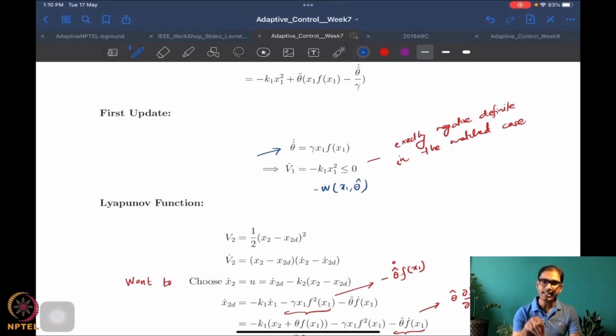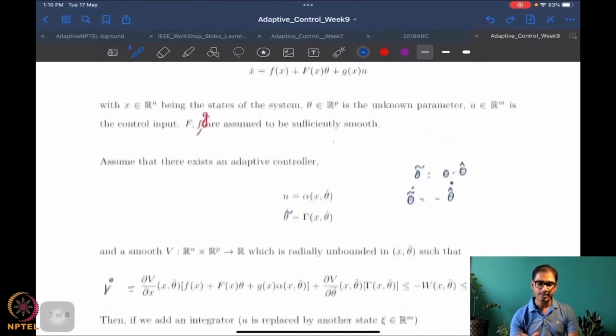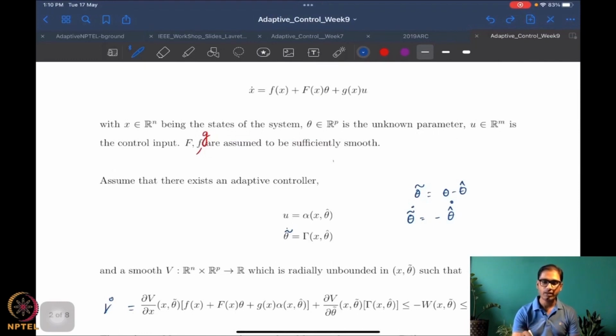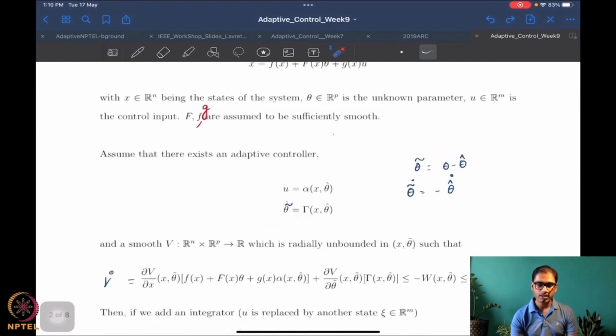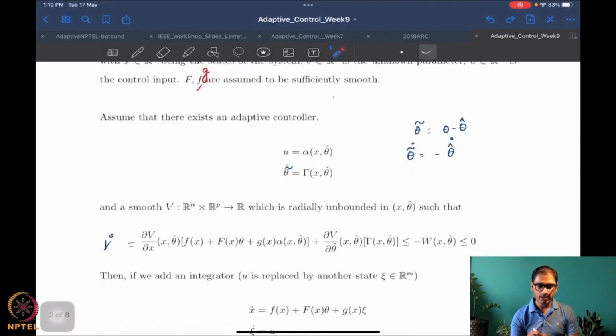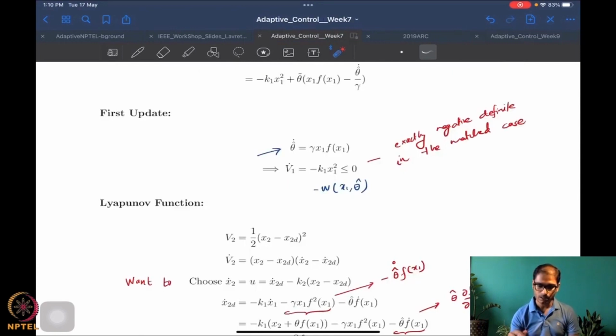So we exactly have the same setup already available for the scalar state, scalar control case. So we are exactly generalizing that particular setup. So we assume that we have now a vector system. We have an adaptive controller for this vector system such that there also exists a smooth V such that V dot is negative semi-definite. Okay, so now if we add an integrator, which is essentially what's being done here, right?